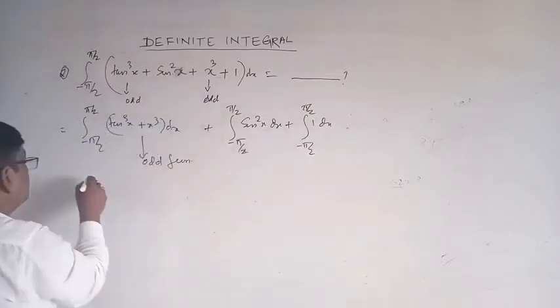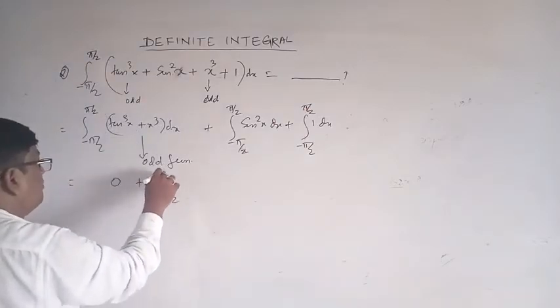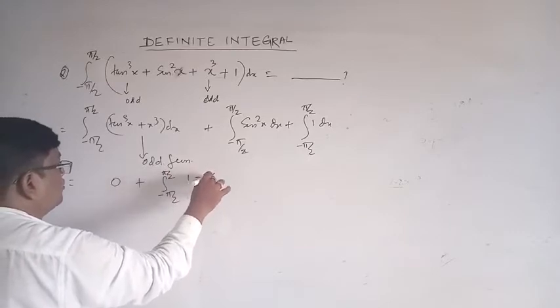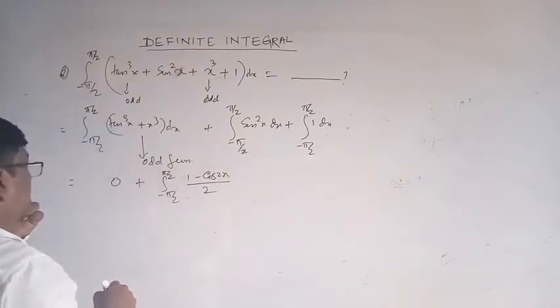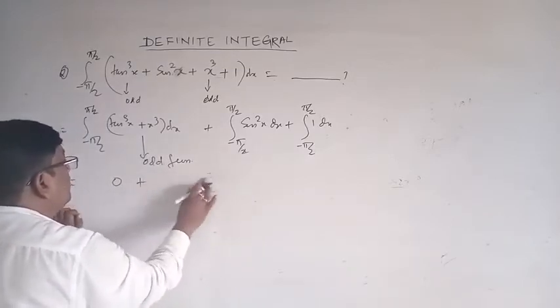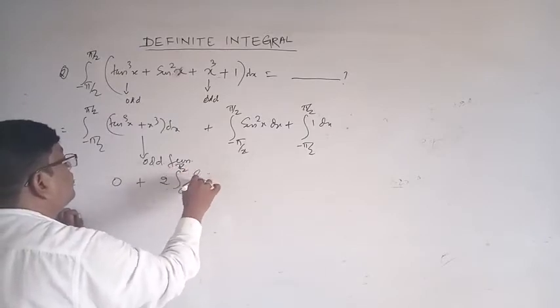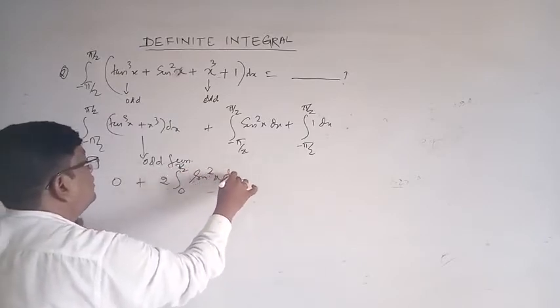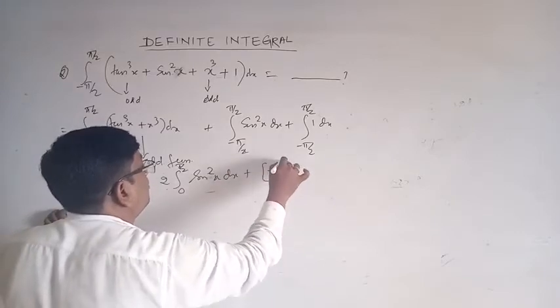So the odd function part is equal to 0. And this is the integral from minus pi by 2 to pi by 2 of (1 minus cos 2x) by 2, which is 2 times the integral from 0 to pi by 2 of sin square x dx, and this is x with limits minus pi by 2 to pi by 2.